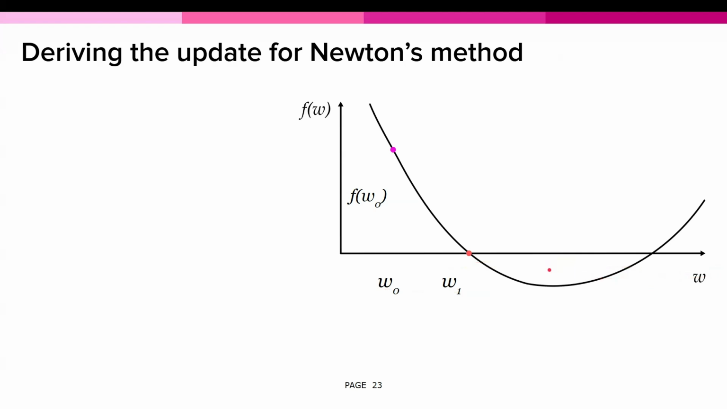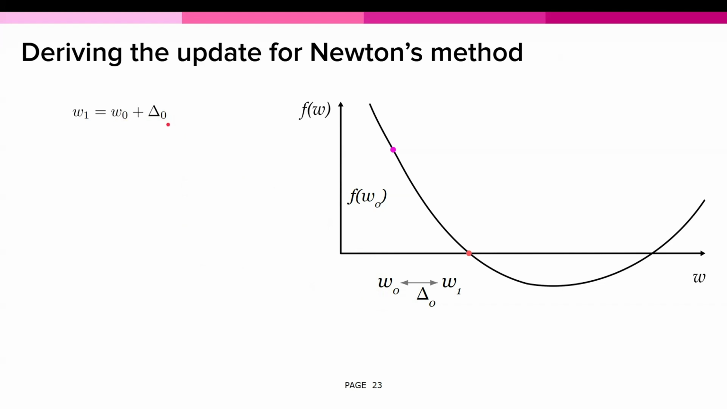All right, so let's see if we can derive the update. Starting at W0, our immediate goal is to get to some W1, which is closer to the root of the function that intersects with the W axis as indicated by this red dot. So let's define delta 0 as the difference between these two points. And so W1 minus delta 0 is W0, and therefore W1 is W0 plus delta 0.